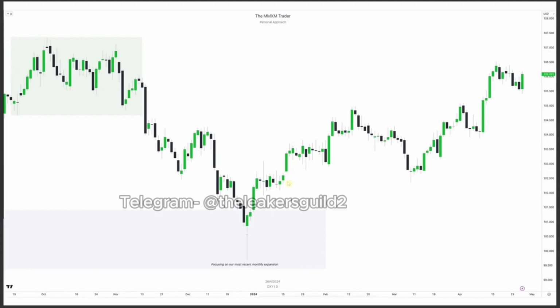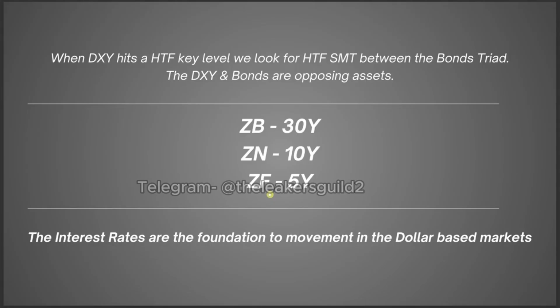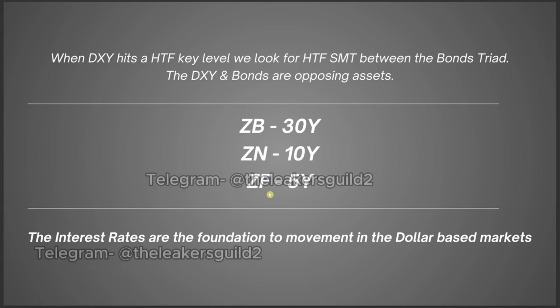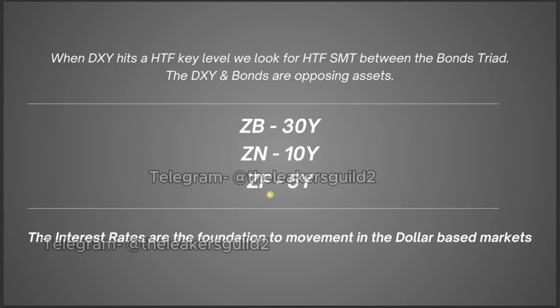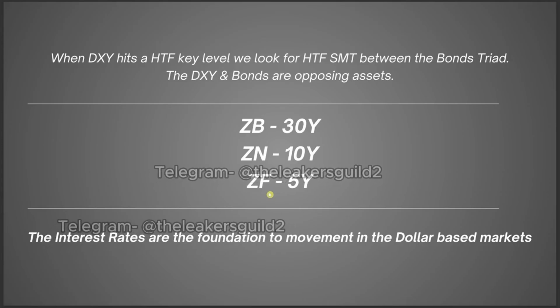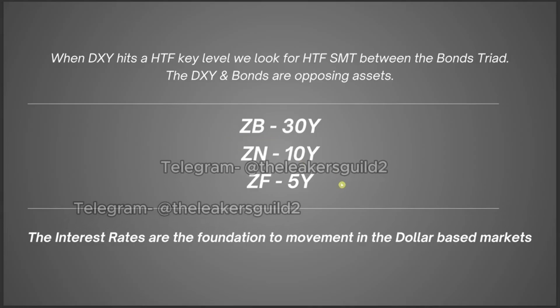We've got a daily time frame over here. So we're focusing on this most recent monthly expansion, right? So what are we gonna do once we hit a higher time frame key level? We are actually gonna be using the bonds triad. So when DXY hits a higher time frame key level, we're going to be looking for that higher time frame SMT between the bonds triad. The DXY and bonds are opposing assets. So I've got the symbols over here for the 30-year, 10-year and the 5-year bonds.